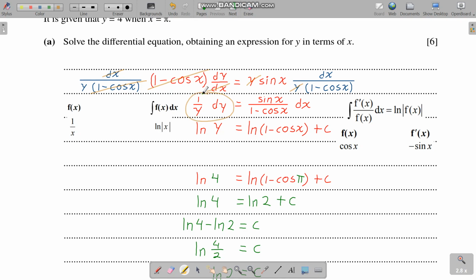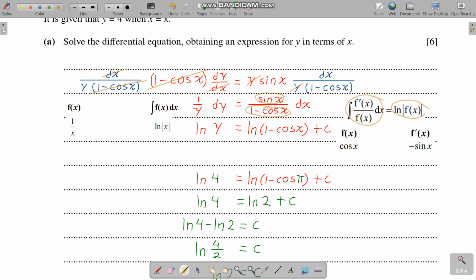The integral of 1 over y dy is, using this formula, just ln y. And the integral of sine over 1 minus cos, we have to use this rule. And if we want to use this rule, we have to make sure that the numerator is the derivative of the denominator. So look at the denominator, 1 minus cos. The derivative of 1 is 0, the derivative of cos is minus sine, so the derivative of 1 minus cos is plus sine. So since this is the derivative of the denominator, we can use this rule.